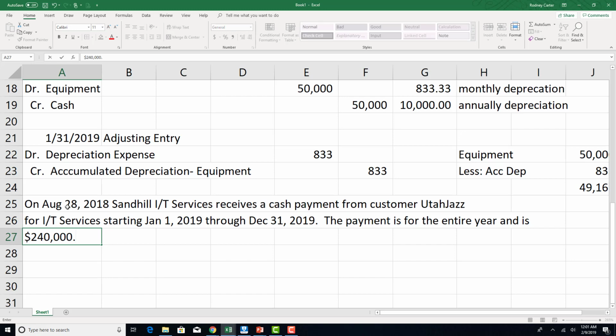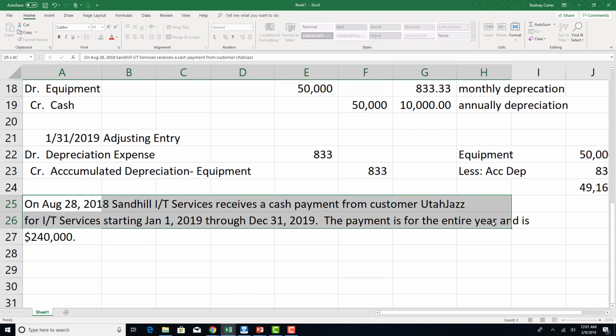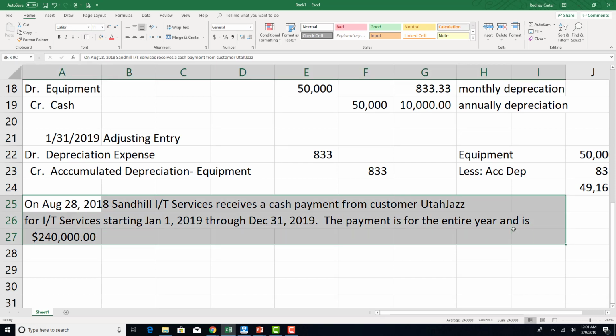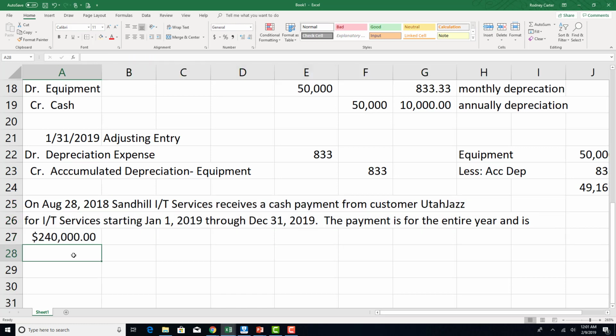Sandhill IT Services just received a huge payment from the Utah Jazz for IT services. And it's for the 2019 year. They're making a serious prepayment. This is a little bit of an exaggeration. They're really prepaying this like 4 or 5 months early. This transaction on 8/28/2018 is not an adjusting entry. It's the normal journal entry for this financial transaction between Utah Jazz and Sandhill.